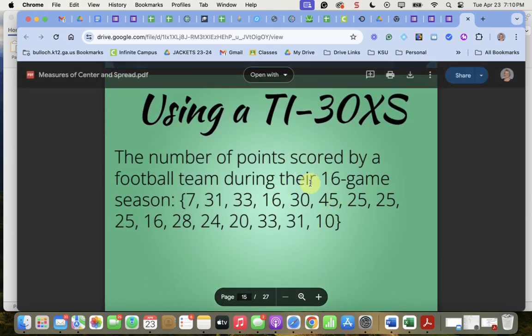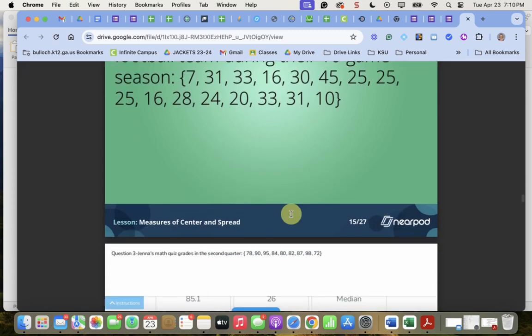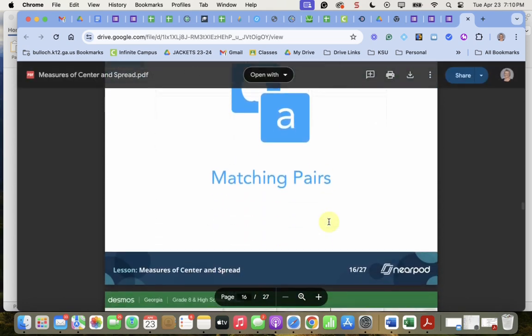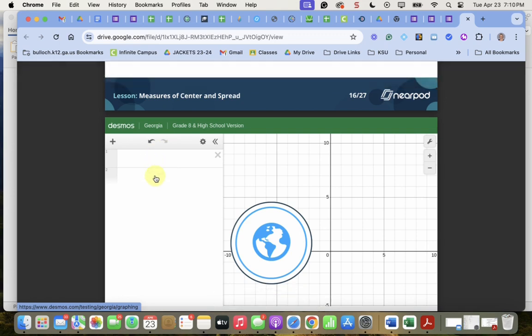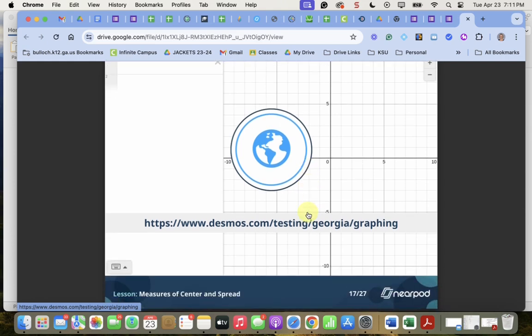Then I taught them how to use the table function in the TI-30SX. And so editing the list, and then we did a matching activity. And then we went to Desmos, and not just Desmos online, but the Desmos Georgia high school version calculator they'll actually be allowed to use during the end of course test, May 13th and 14th.